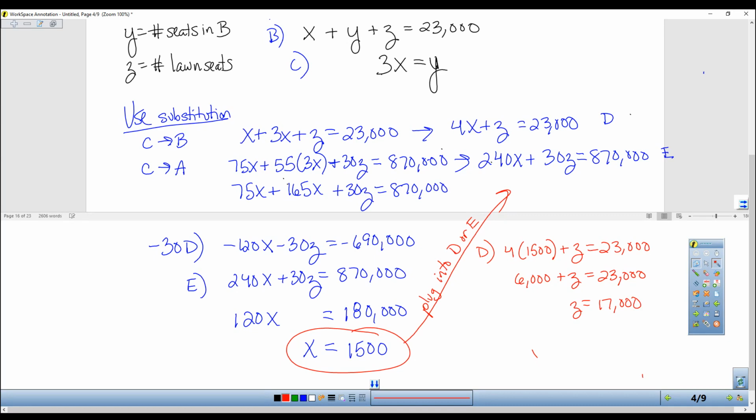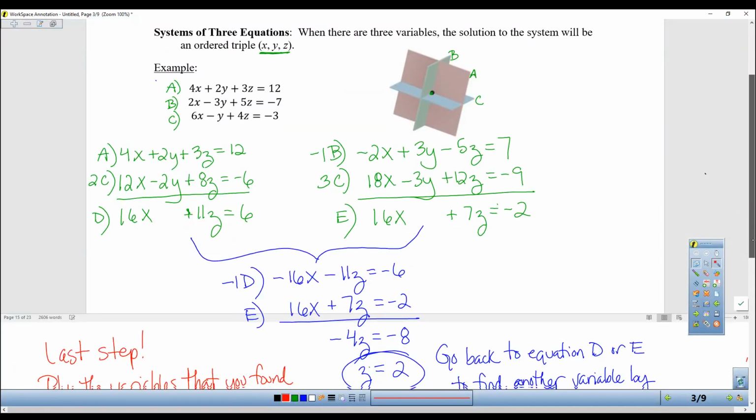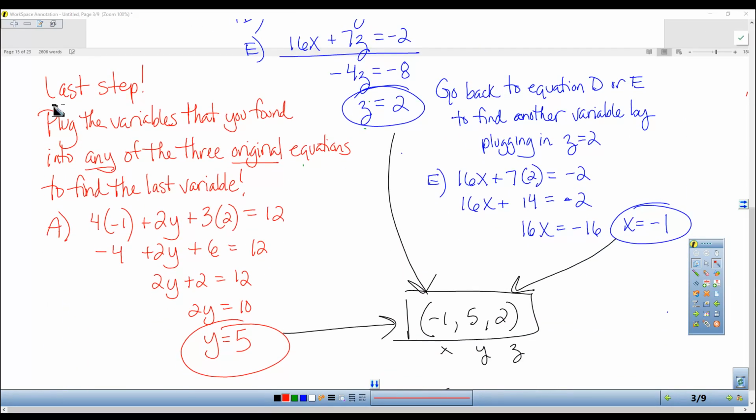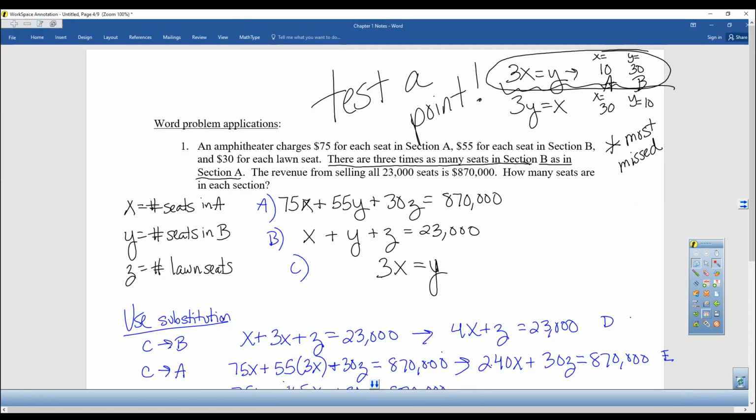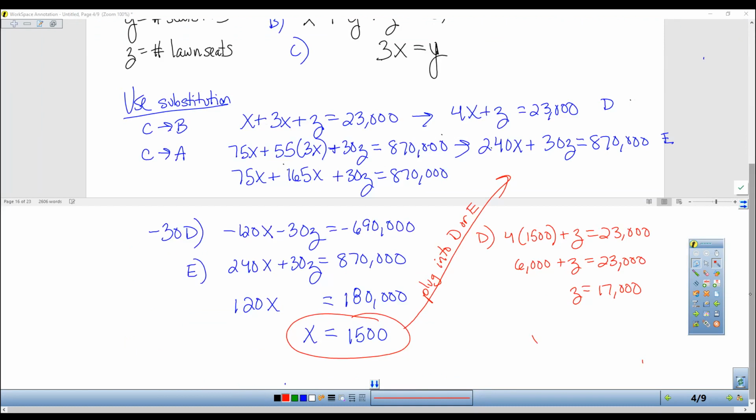And what is the final step? Hopefully you were taking good notes the first time. This is how your homework's going to go too. If you don't take good notes, you won't be able to look back. Last step, plug the variables that you found into any of the original equations to find the last variable. So if you take good notes in this class, you'll find that you can really go back and use them. It'll make your life much better. So here's our second one.